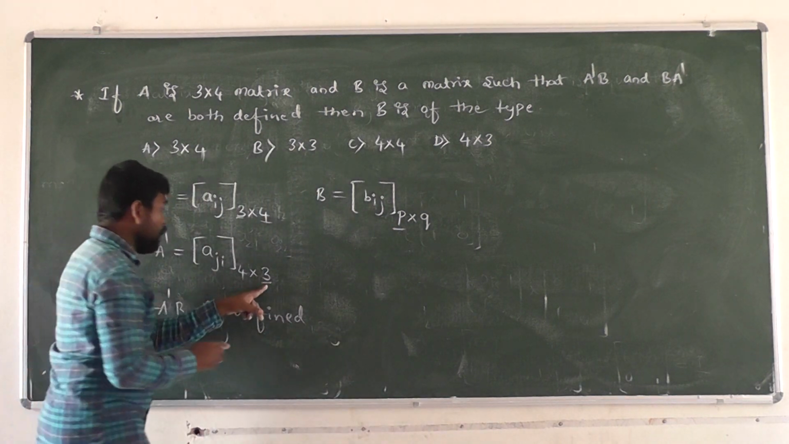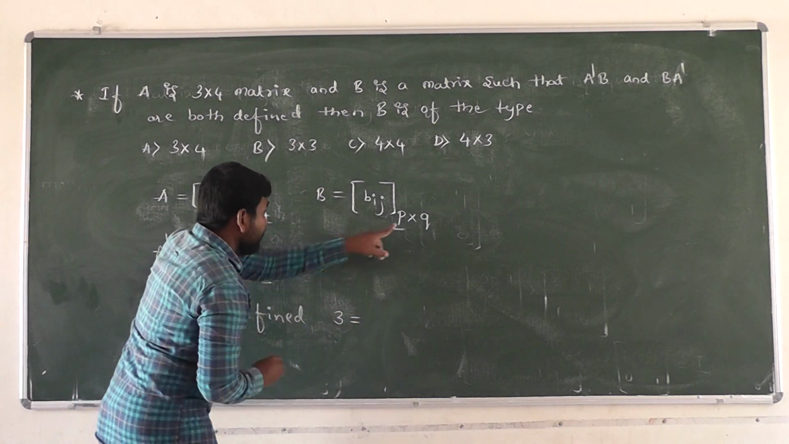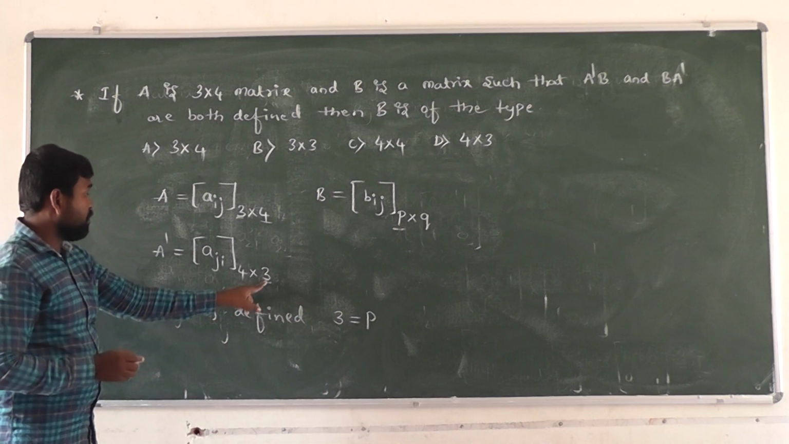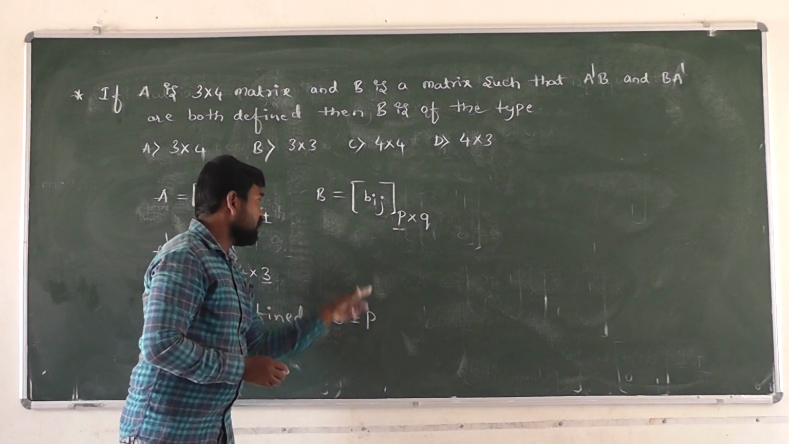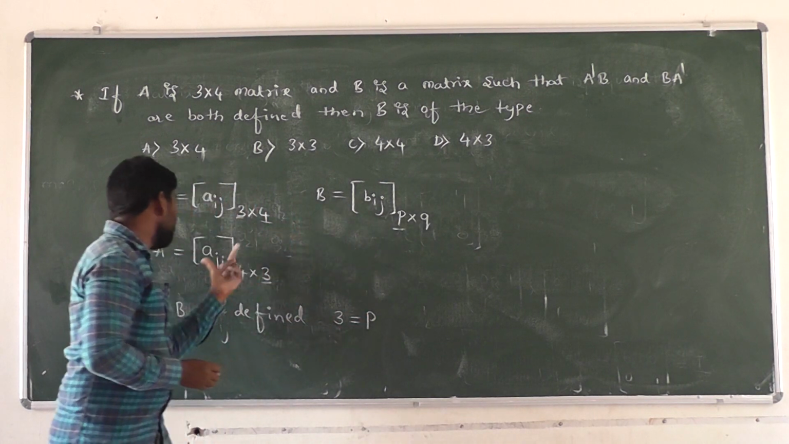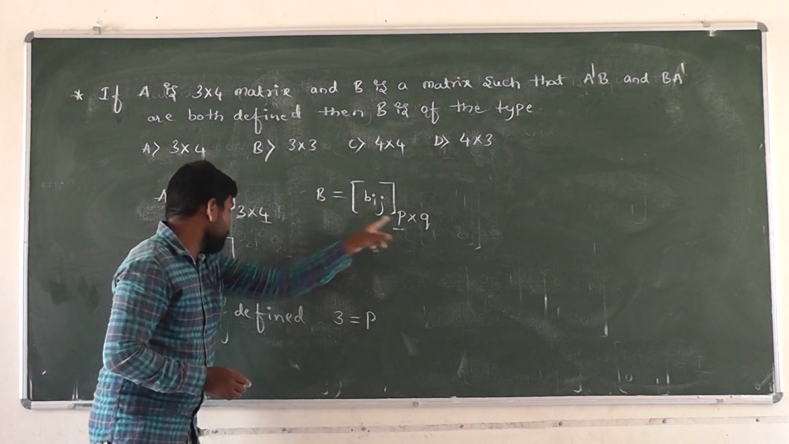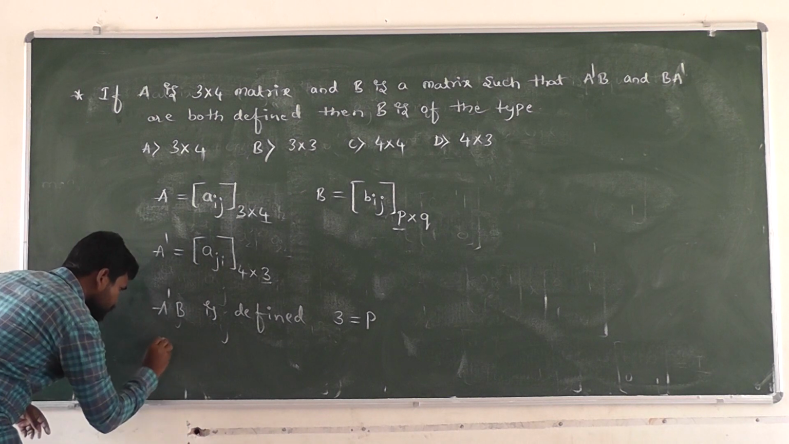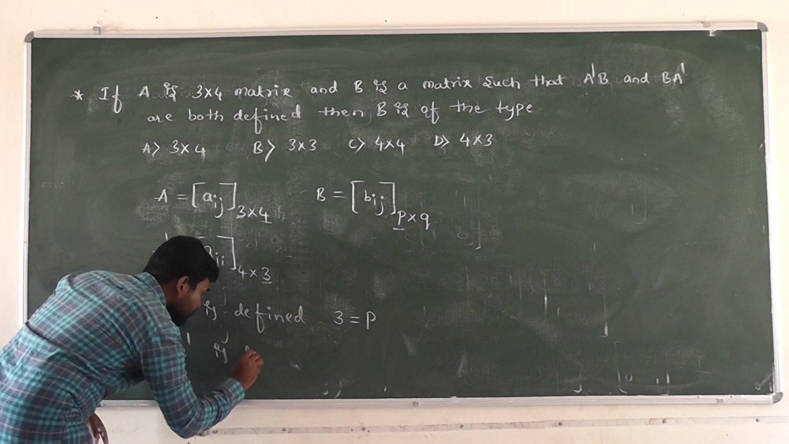Right? Then what do we have to take here? 3 equal to what here? P. Right? The number of columns of the first matrix equals the number of rows of the second matrix. Only when they are equal is the matrix multiplication possible. Then A transpose into B is defined here, right? Then B equal to what here? 3. Next, B into A transpose is defined.